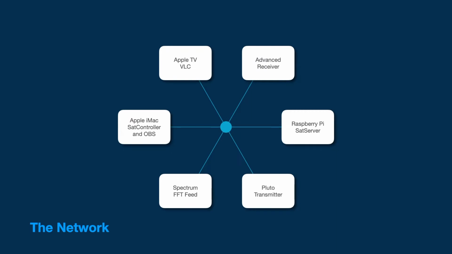Working anti-clockwise. We've got the iMac SAP controller and OBS, Apple TV with VNC, the receiver, Raspberry Pi, and the Pluto transmitter. Everything connected to everything, which means anything can talk to anything. Of course, that wouldn't necessarily be what we want, but it's possible.